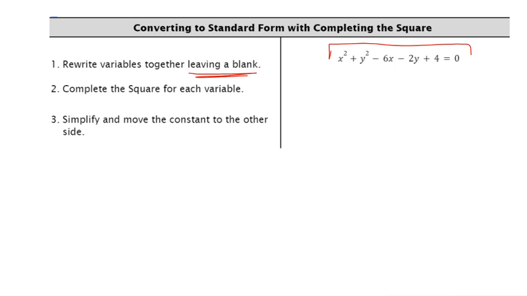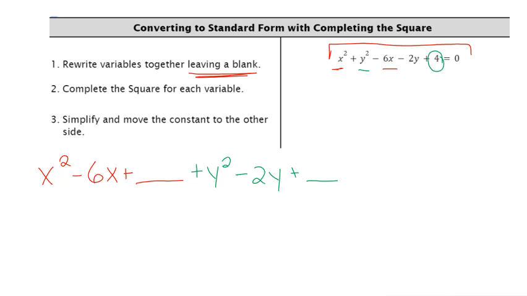So the first thing is we're going to go ahead and rewrite it. So I have here x squared. I see I have a minus 6x. And then I'm going to leave a blank. And then I have my y's. I have a y squared. I have a minus 2y. And then I'm going to leave another blank. And then I also see I have a plus 4 right here, and then it equals 0.